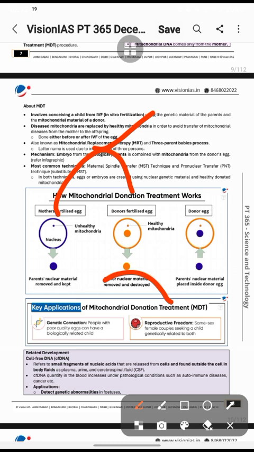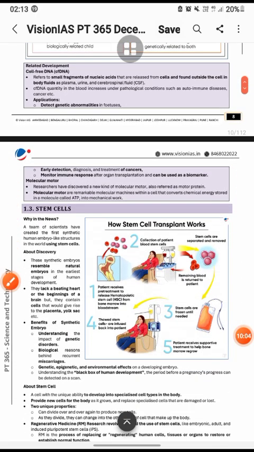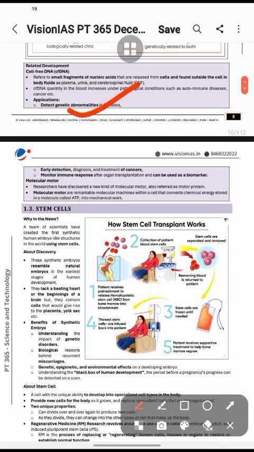Cell-free DNA consists of small fragments of nucleic acid from outside the cell. The quantity of this DNA in the blood increases in pathogenic conditions, so it can be used to detect genetic abnormalities.